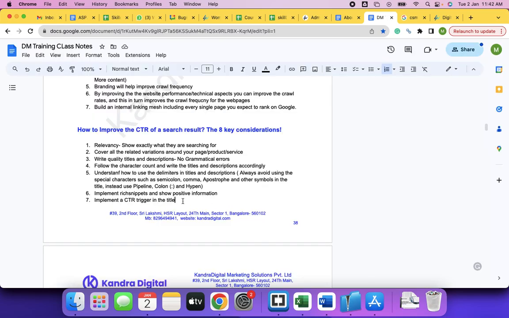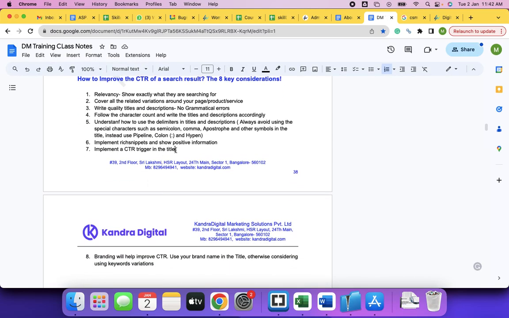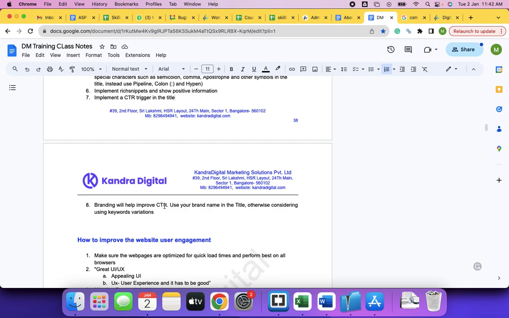Yeah. So implementing the CTR trigger in the title implies doing all such activities, implementing all such key elements in your titles and descriptions, both in titles and descriptions. And branding will, yeah, please.